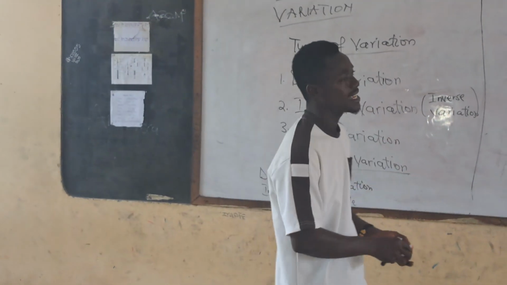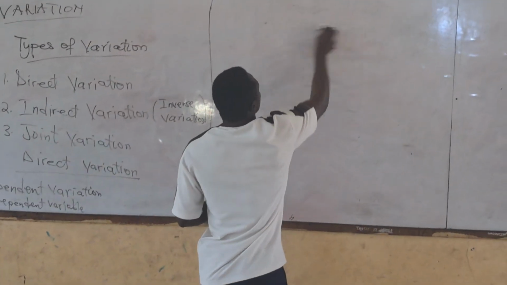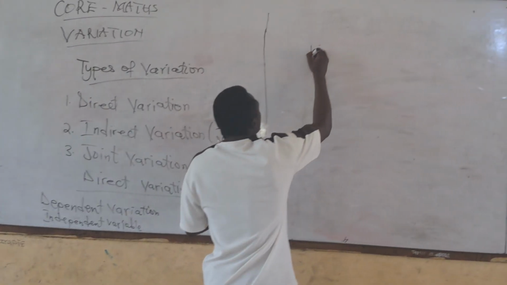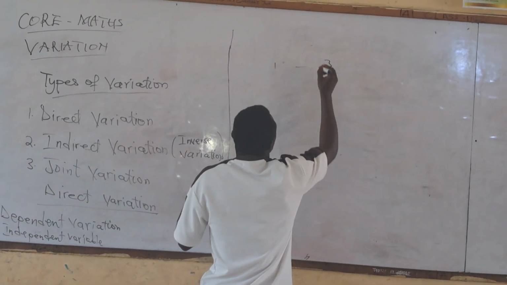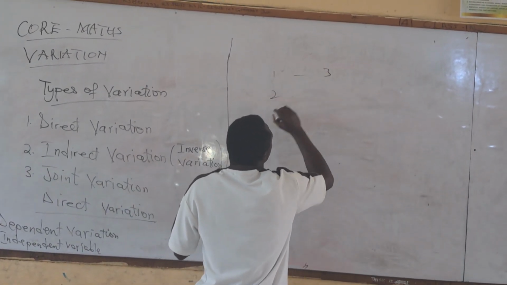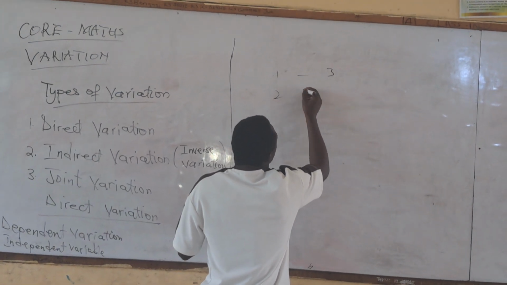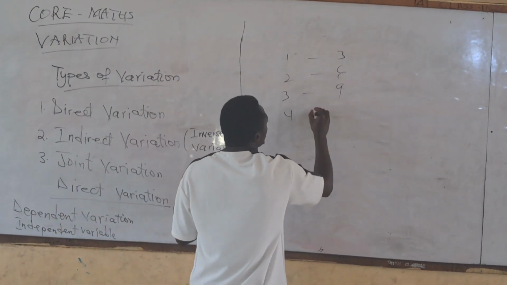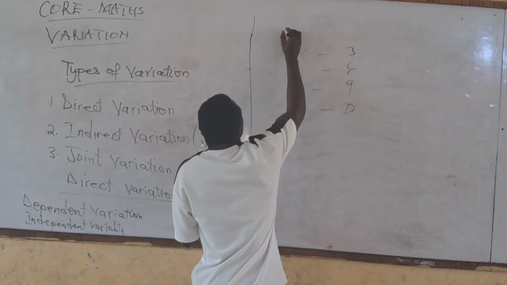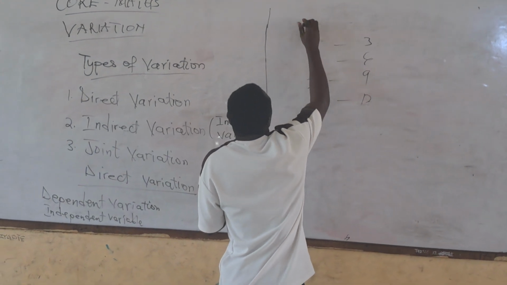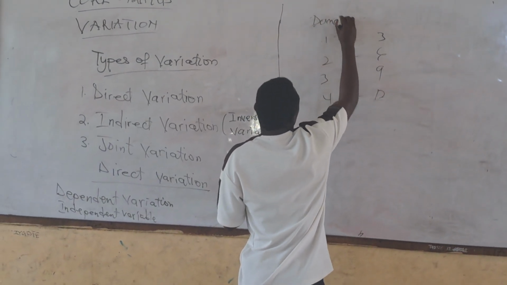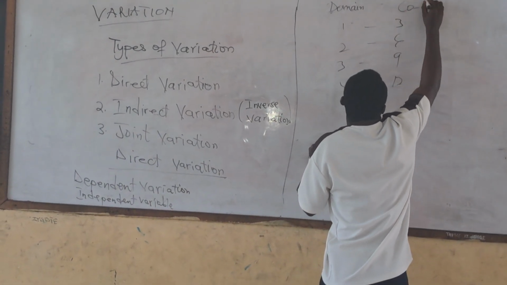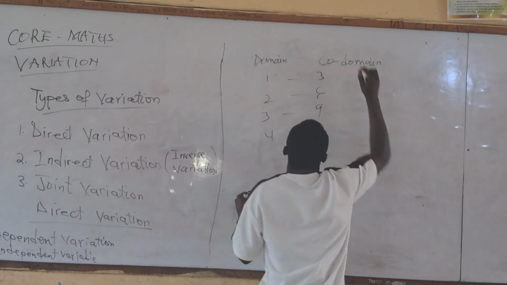Now let me go on and explain to you. Way back in DHS, we normally have something like 1, 2, 3; 2 to 6, 3 to 9, 4 to 12. And you see that there is something we write here, the domain, then the corresponding values will be the codomain.